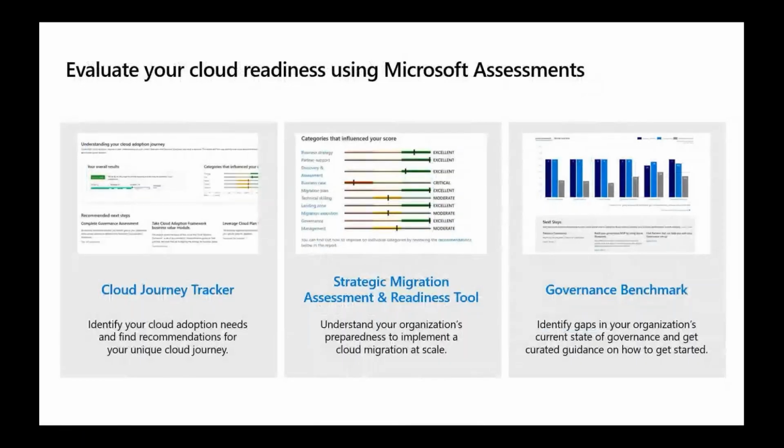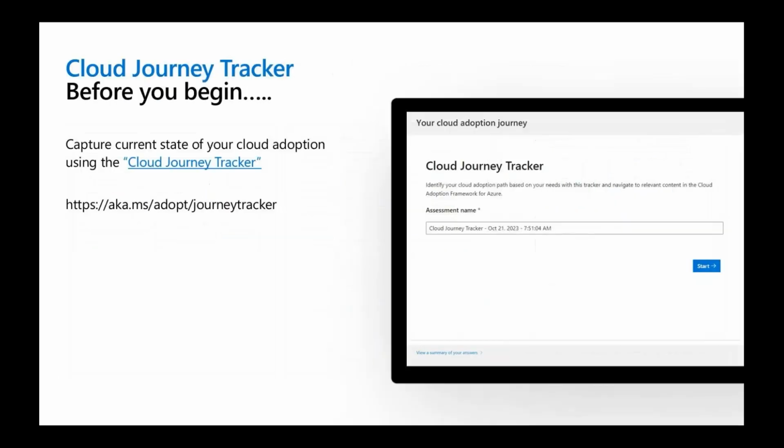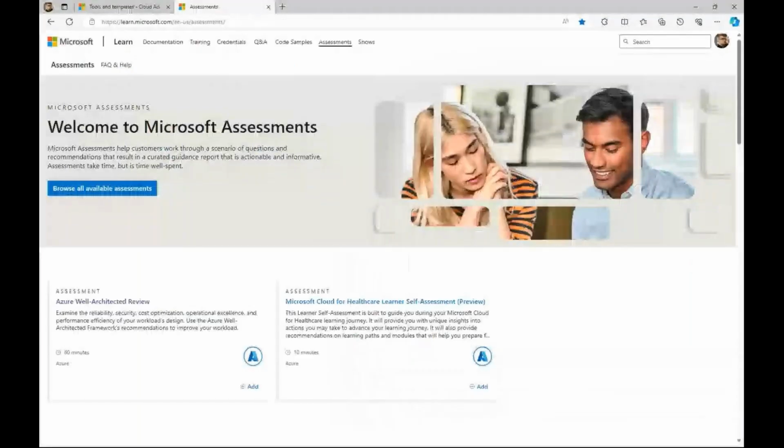But I would emphasize three: Cloud Journey Tracker, Strategic Migration Assessment and Readiness Tool, and Governance Benchmark, and some others as well. For example, capturing the state of your cloud adoption using the Cloud Journey Tracker, and that is in fact something that is available in here. So you have Microsoft assessments.